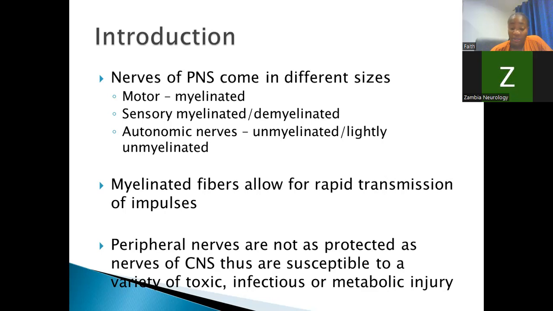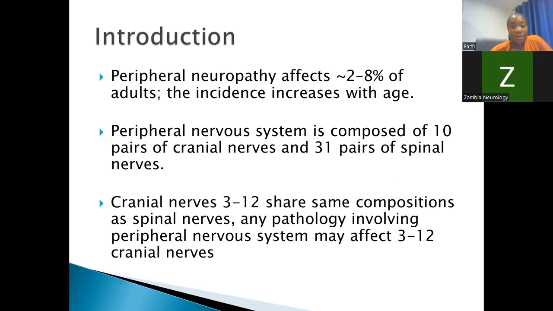The peripheral nerves are not as protected as the nerves of the central nervous system, and as a result, they are susceptible to a variety of toxic, infectious, or metabolic injury, and that's why they are prone to various injury that results in a peripheral neuropathy. In terms of epidemiology, peripheral neuropathy affects approximately 2 to 8% of adults, and the incidence increases with increasing age. So the older someone is, the more likely they are to have peripheral neuropathy.